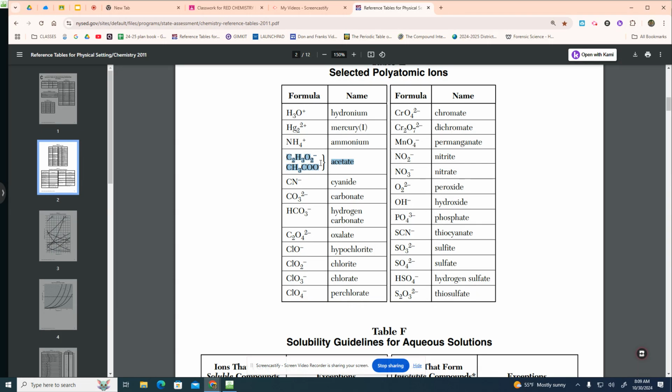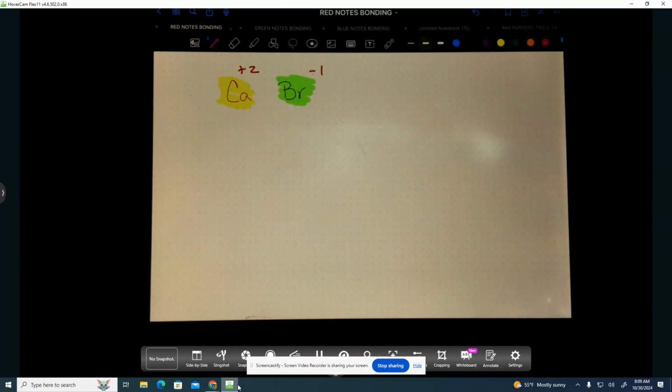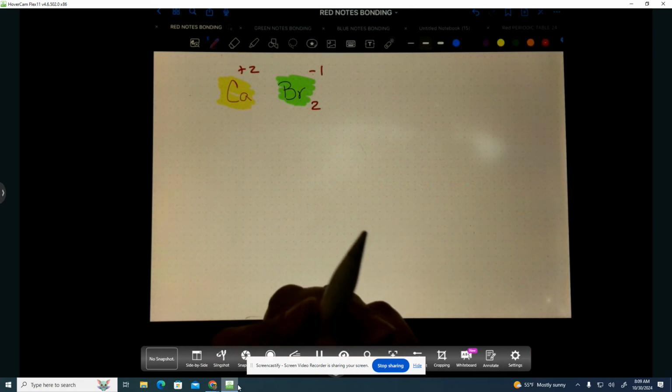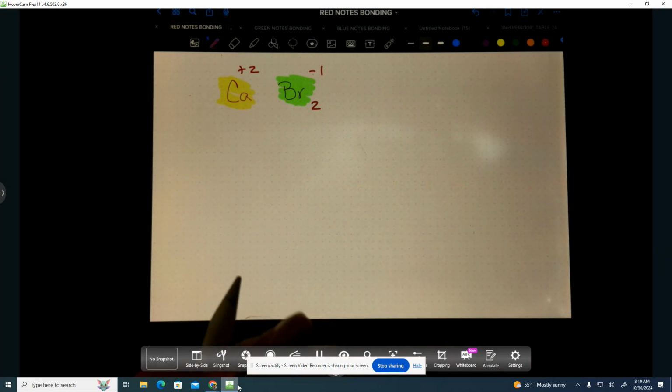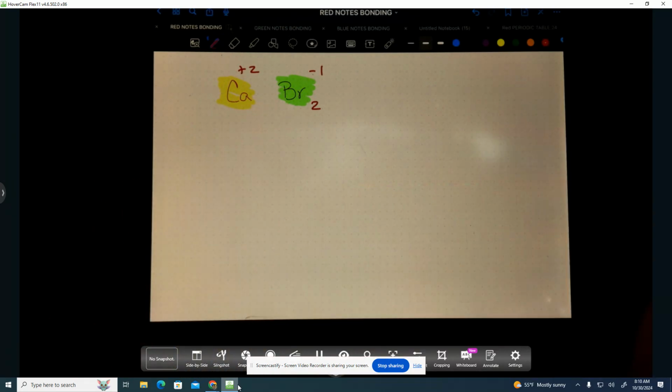And what happens with these guys is they act as if they are one piece. So in an ionic compound, we had two pieces, simple, Ca and Br. We had the cation and we had the anion. And the cation had a charge like +2 and the anion had a charge like -1. And then we took these numbers and we brought them down and we made the formula. That's for a binary ionic compound. If we start to include polyatomic ions, the polyatomic ion itself acts as either the cation or the anion.